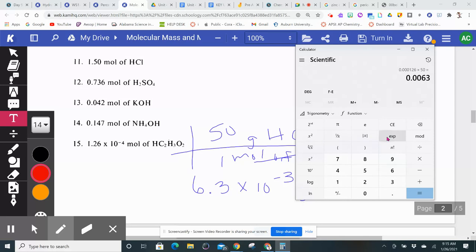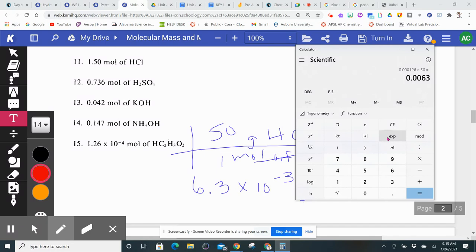Because they're all different. If I did second, I put it in second and push this one, it gives me an E. Yes. But you got to put the number in first. You got to put in the 1.6 first, and then hit that. So really get to know your calculator, because they're all different. I do put a scientific calculator on your test, but you got to know which button to push.